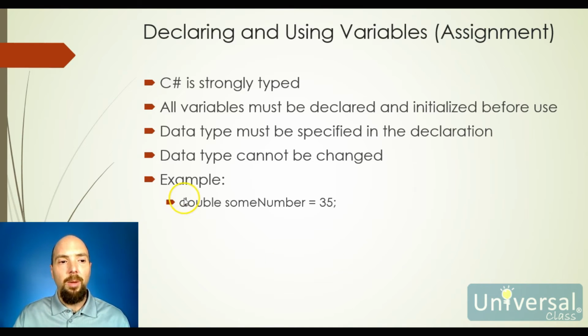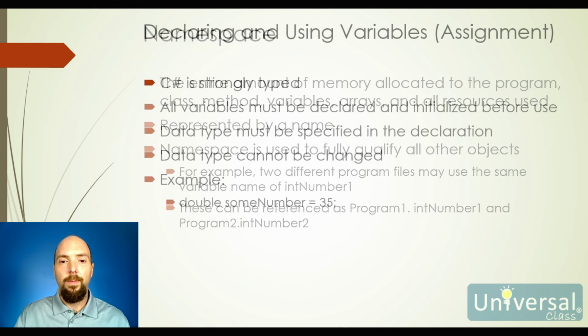So in this example, we have a double data type that we gave a name of someNumber. Now notice it's lower camel case, so the lowercase s and then the capital N. So we declare the variable here, and then we set it equal to something, so we initialize it. We give it some initial value. So create a new double data type, call it someNumber, and then set it equal to 35. So we declare it over here, and we initialize it over here.